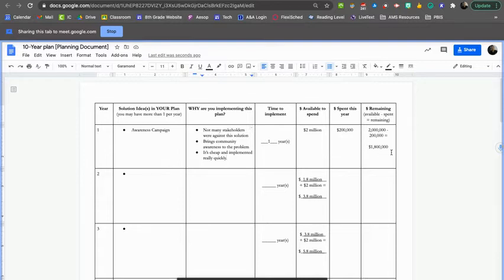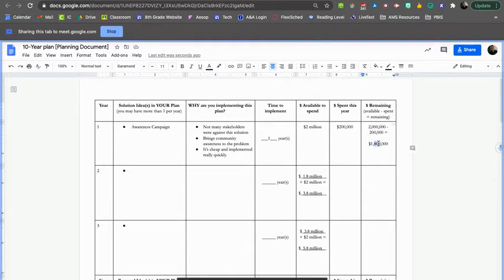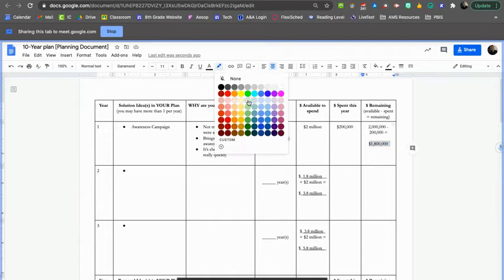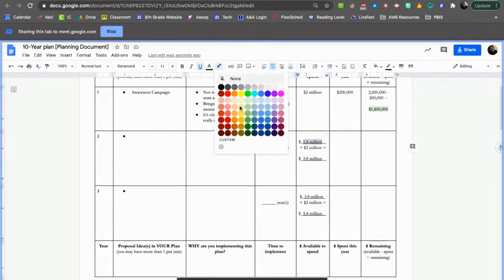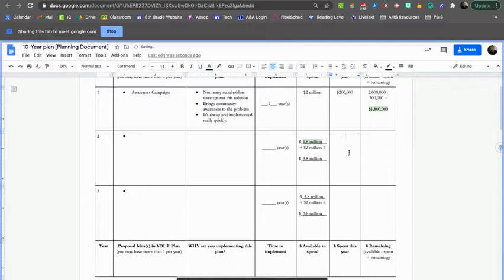What I did in this last column is use this formula up above: available minus the spent. I have $2 million available to me this first year, and I only spent 200,000. If I do that math really quickly, it comes out to $1,800,000. Let's highlight it, make it green for money. That money is going to show up again right here, so it's money that rolls over. So let's say you have a $20 allowance.